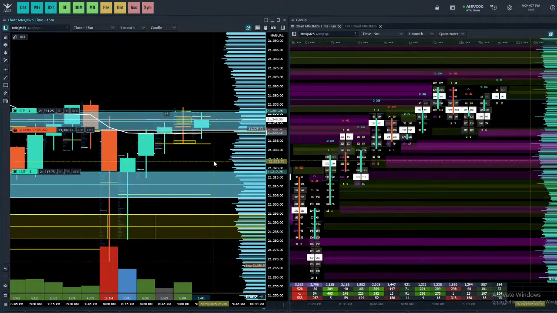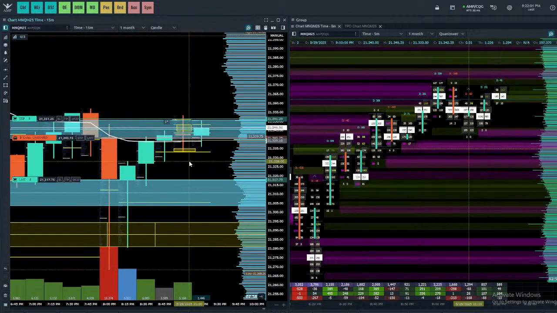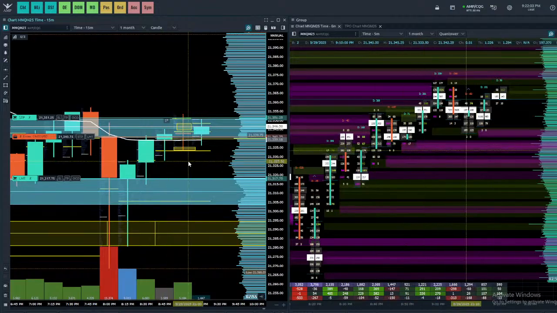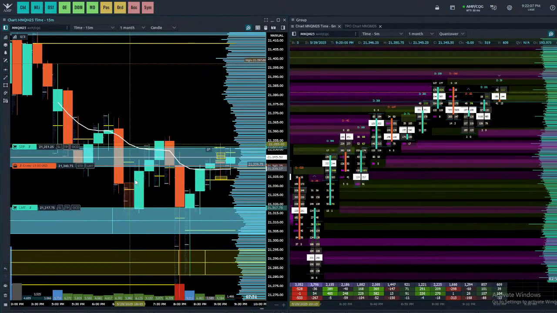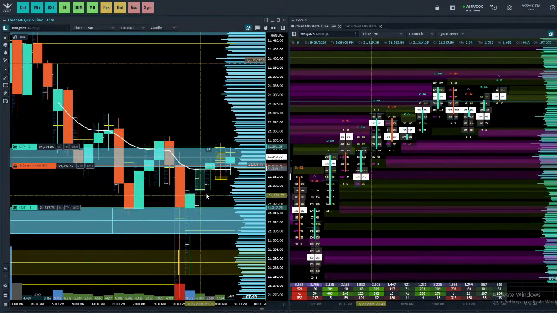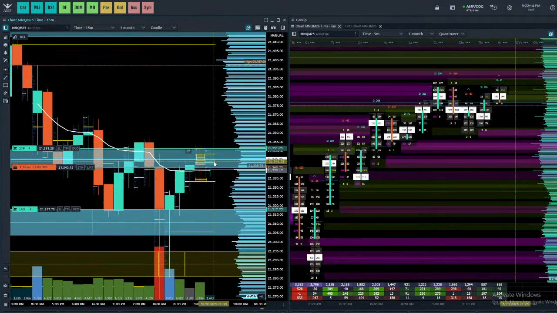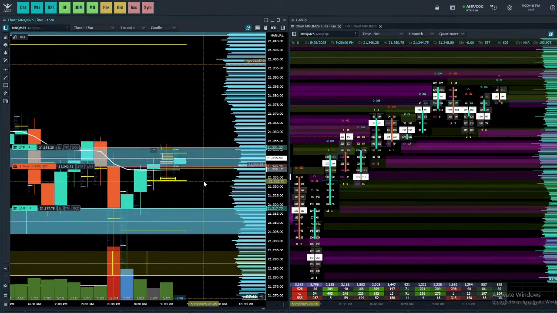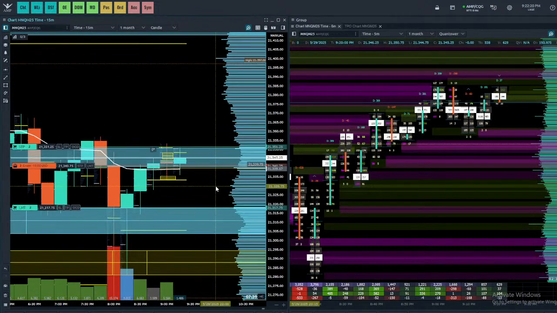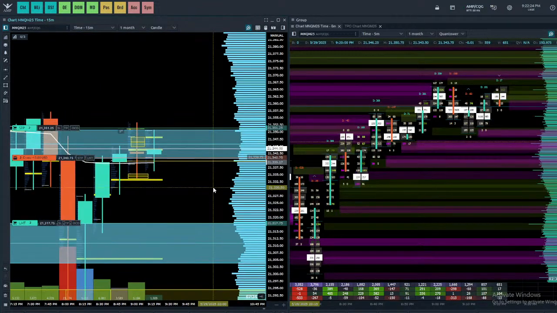We technically... I'm trying to see if we technically broke structure. It's just been higher highs. We made a lower high, but we didn't make a lower low. So I could have possibly caught the move early, but we'll see.